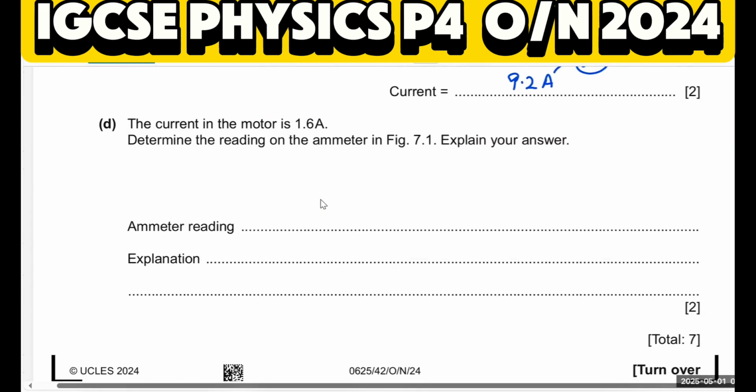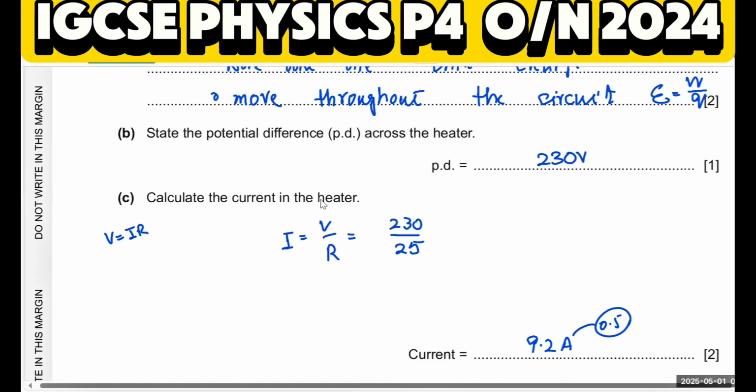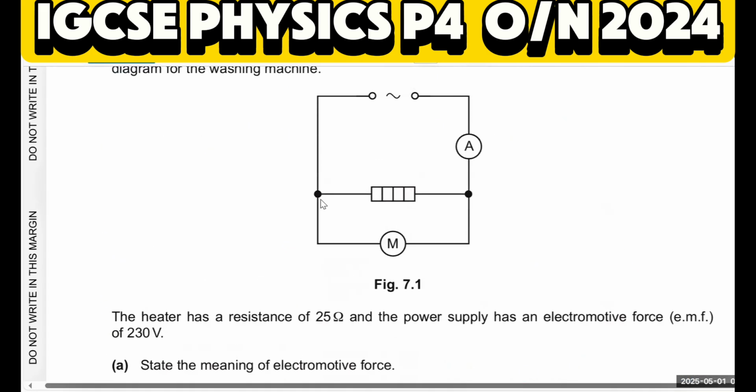So next question is, the current in the motor is 1.6. Make sure this is the current 9.2 in the heater and the motor is 1.6. Determine the reading on the ammeter and explain your answer. Obviously, you can see that the current is being divided. So we don't know the total current, but we know the current of the heater, that is 9.2, and the current of the motor is 1.6.